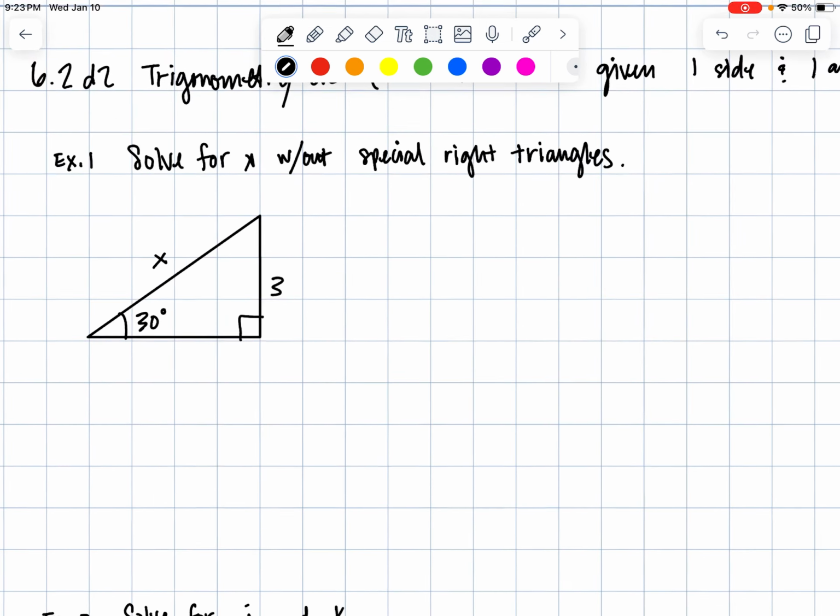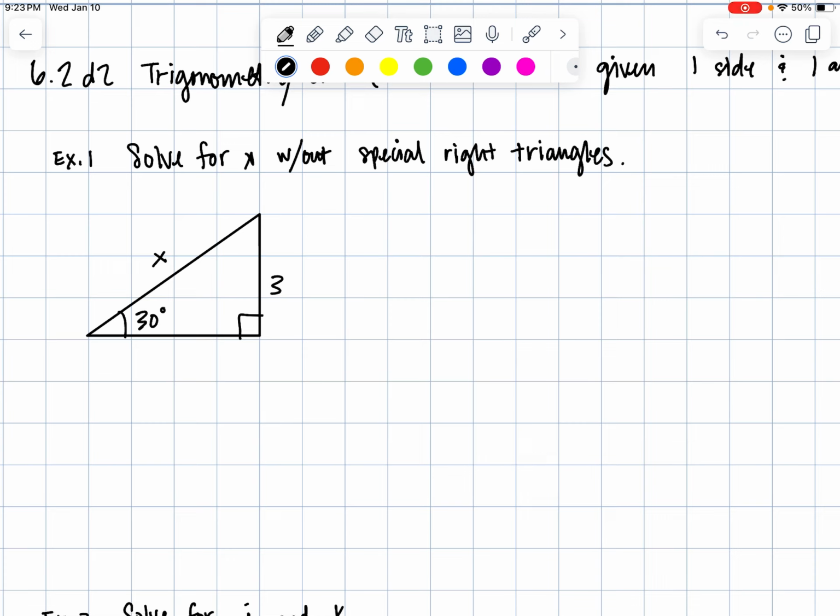First example, solve without the special right triangles. We know that this is 30, 60, 90. We should know that this is 30, 60, 90 because if this is 30, this is 90, the remaining angle has to be 60 degrees. So if we really wanted to, we could put 60 here. I take it back. Since we know this is 30, 60, 90, if you know how to do it, it's much faster to use the 30, 60, 90 special right triangle ratios for the sides. So let's do that really, really quickly.